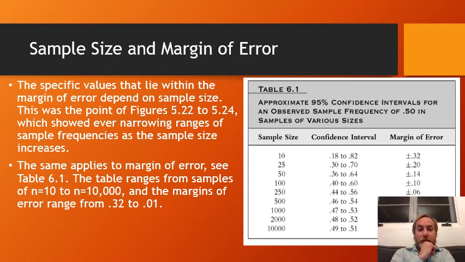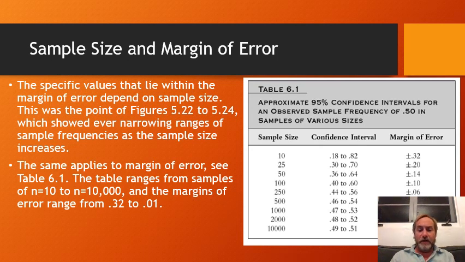So the specific values that are going to lie within that margin of error will depend on the sample size. So with a larger sample size, you're going to have fewer values within that margin of error. This was the point of those figures. I don't know if you recall, we took larger and larger samples and you saw the probability of getting the mean came down, but they were all starting to group together.